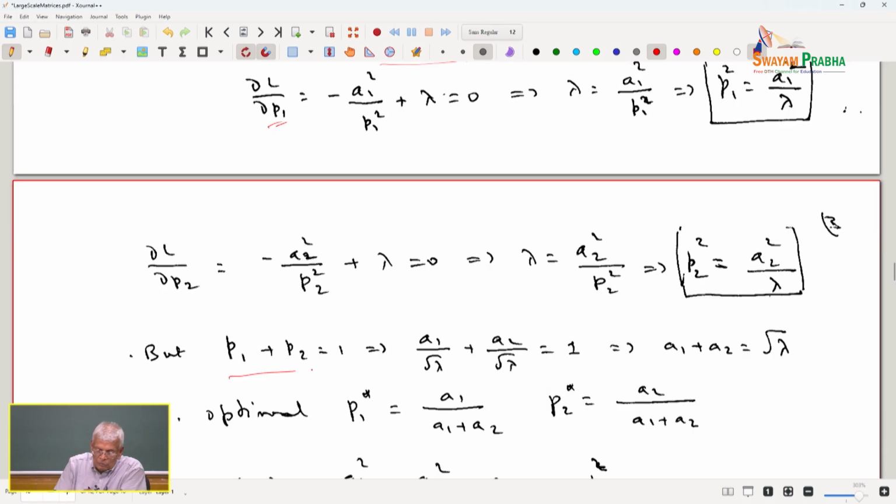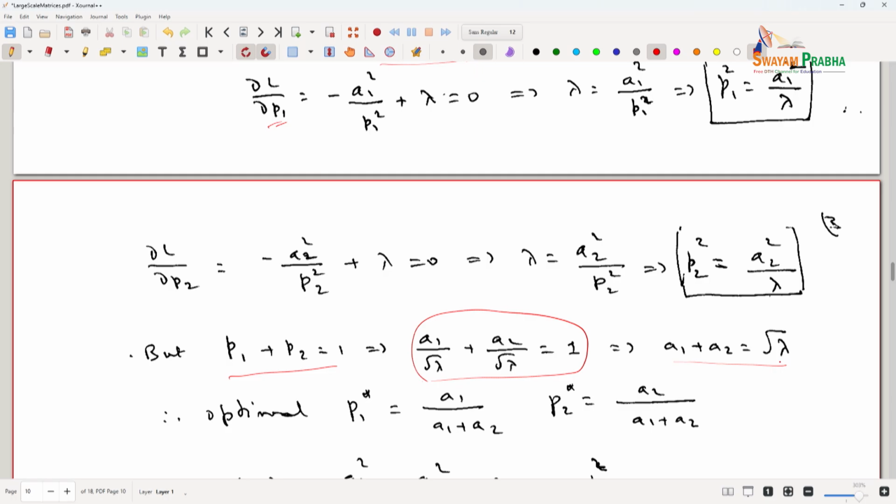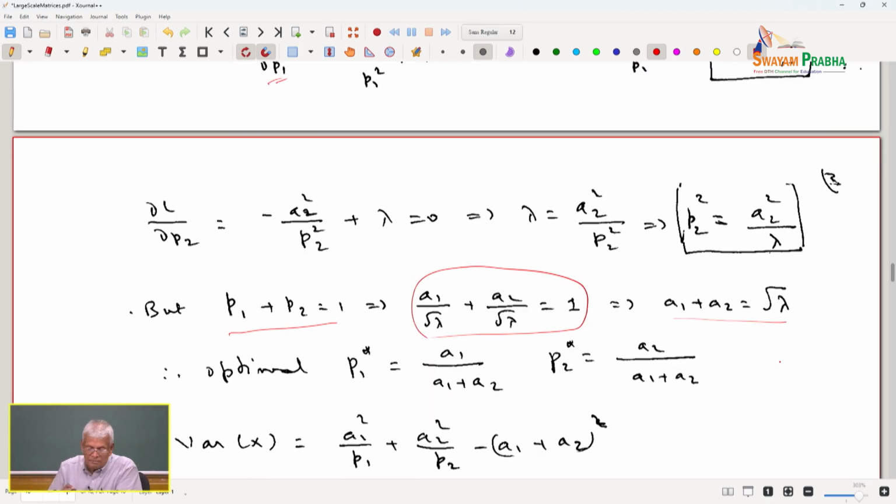We do know I have to impose the condition P1 plus P2 equals 1. P1 plus P2 now reduces, when I combine this with the Lagrangian multiplier condition, that gives rise to A1 plus A2 must be equal to square root of lambda. So, if I substitute for lambda in terms of A1 plus A2, I get the optimal probabilities to be A1 by A1 plus A2, A2 by A1 plus A2. This is called P1 star, this is called P2 star.